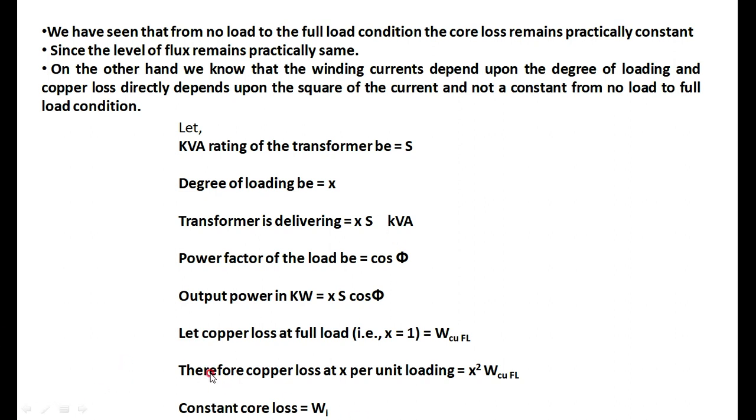That is why I have written here: the copper loss at any load x can be written as x square times the copper loss at full load. This is a very important factor that you have to remember. Therefore, the constant loss is given by Wi. Irrespective of the loading condition, the iron loss remains constant.